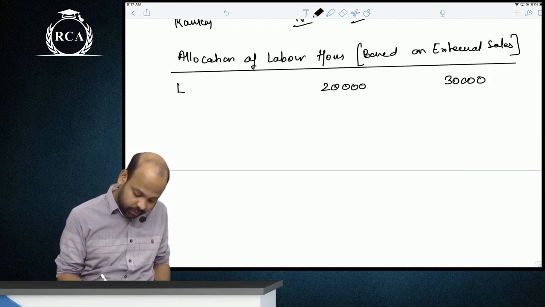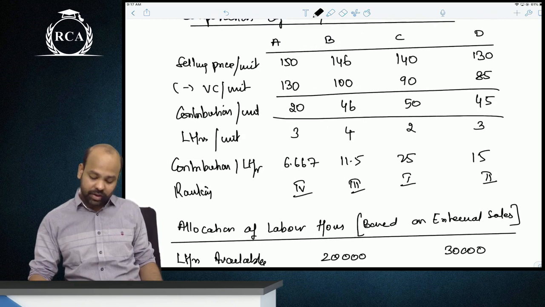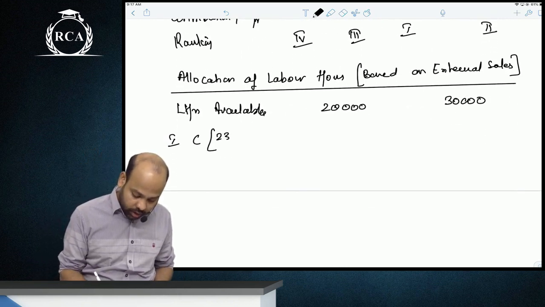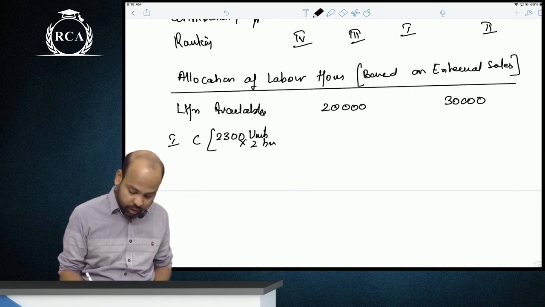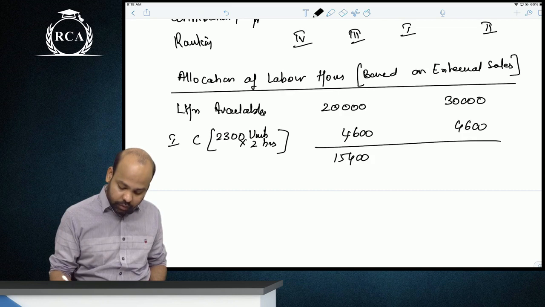would obviously be given, guys, to product C. First preference is given to product C. The maximum external demand, beta, is 2,300 units, and each unit takes 2 hours, so that is 4,600 hours. Here I'll be left with 15,400 hours, and 25,400 hours.